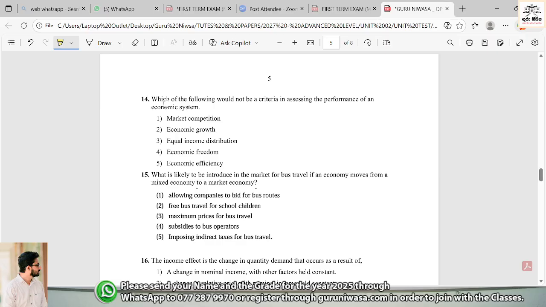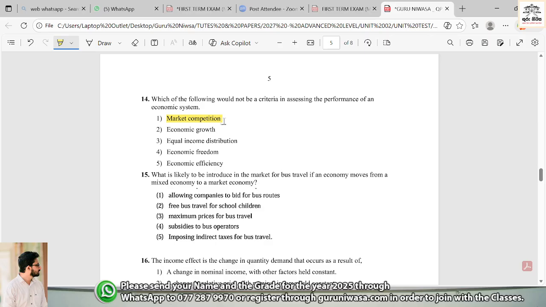The 14th answer is number 1. It is a very simple one. We use some criteria, some measurements, in assessing the performance of an economic system. Market competition is not a criterion. Based on market competition, you cannot say whether the economic system is good or bad, or measure its performance.